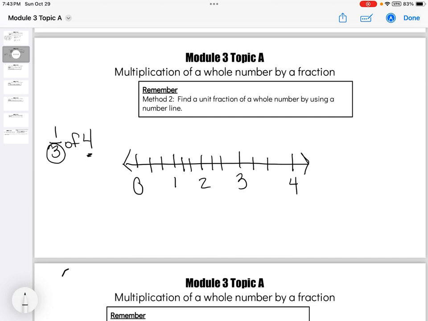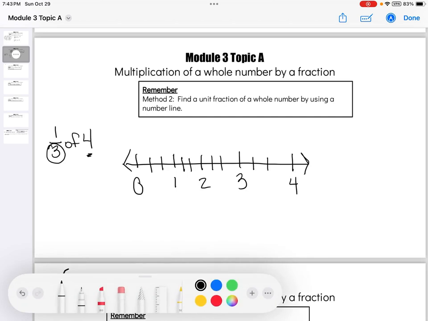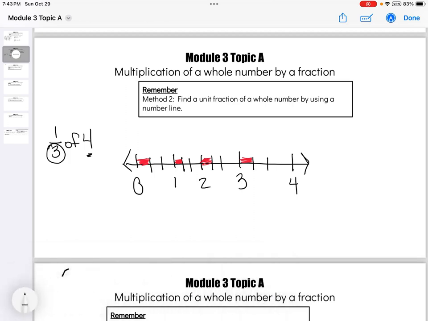In order to determine what 1/3 of 4 actually is, I would go in between each of these wholes and shade in 1/3. So in between 0 and 1, I've shaded in 1/3. In between 1 and 2, I'm going to shade in another third. In between 2 and 3, another third. And in between 3 and 4, my final third. That leaves me with 1, 2, 3, 4 thirds shaded. So my answer here is 4 thirds.